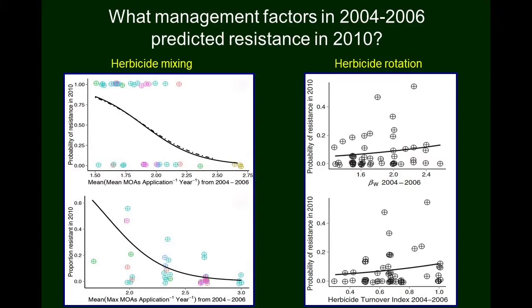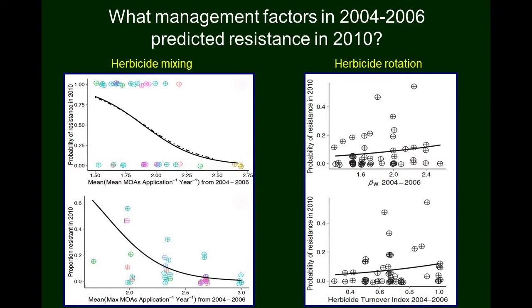When we did that, the striking finding that came out was that herbicide mixing that was in place in 2004 through 2006 was very strongly associated with whether or not that field would have resistance in 2010. These graphs are basically just showing different ways that we looked at it. We looked at it in many different ways. The top here is the probability of resistance. The bottom is the proportion of the plants that were resistant. And again, the conclusion is the same regardless of how you look at it.